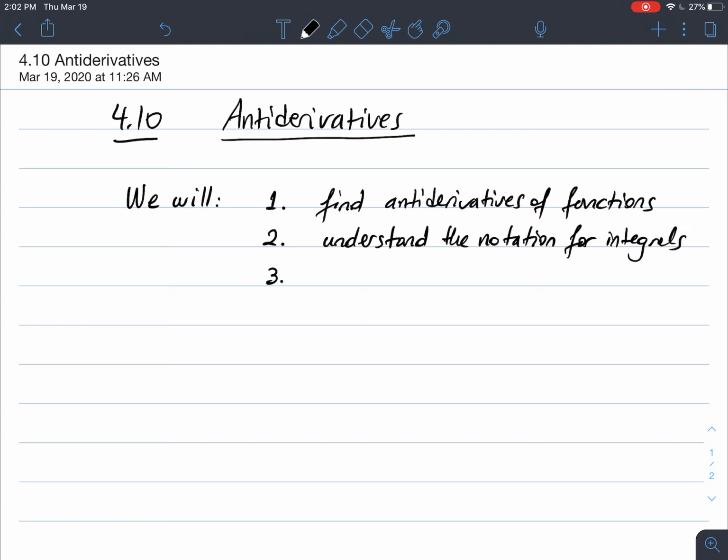Later on, we will learn a power rule for integrals. Let me first erase this. And then finally, we will do some examples and applications.